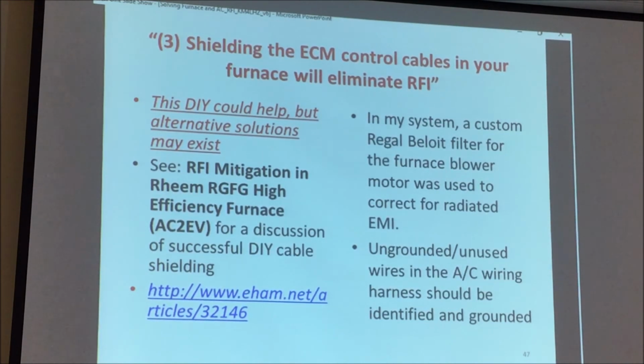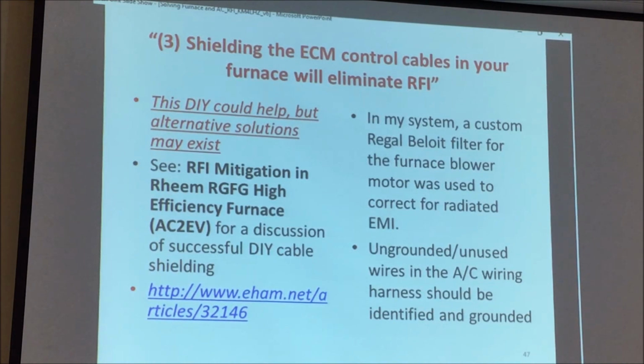The third trope is that shielding the ECM control cables in your furnace will eliminate RFI. This is particularly interesting because it may work without being the best solution. There's an article posted from QST, I think, about RFI mitigation on a Rheem high efficiency furnace, where somebody first put improvised aluminum foil shielding on and then replaced that with full shielding, and it worked. But the question in my mind is, that person might have been better off with a custom filter right at the point where the cable comes in. Or he might also have checked to see if he had the problem I had, where there are ungrounded cables in a wiring harness. So that may work, but it may not necessarily be the best solution.